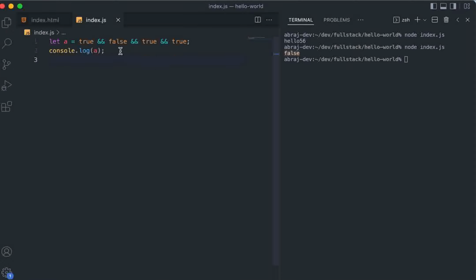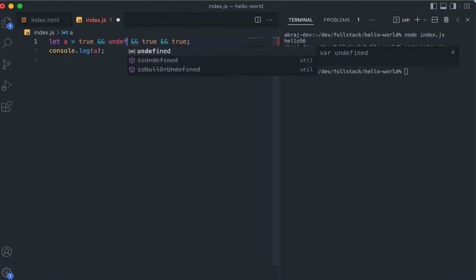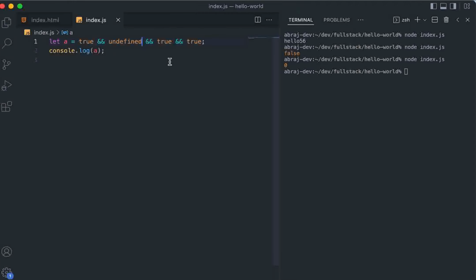And to prove that, let's put some other value here which is falsy but not false. Let's write 0. Then if I print, you see 0 is printed. Let's write undefined. Then you see undefined is printed. This proves the point that whenever I encountered the first falsy value, I returned that value.